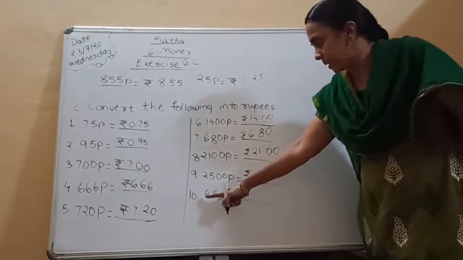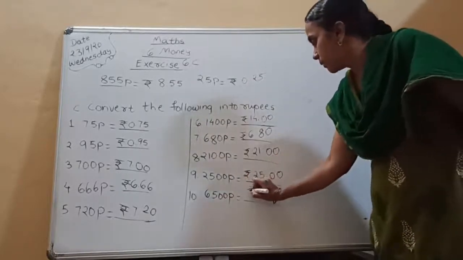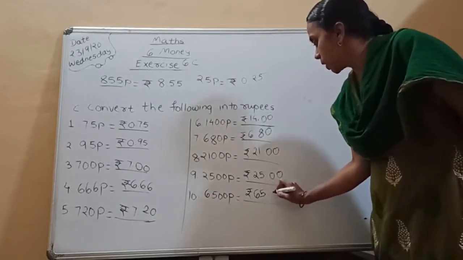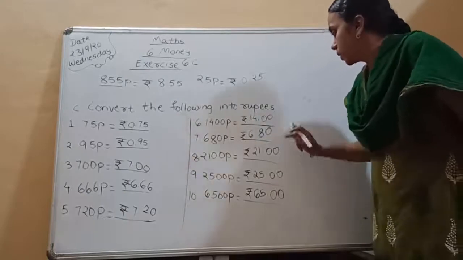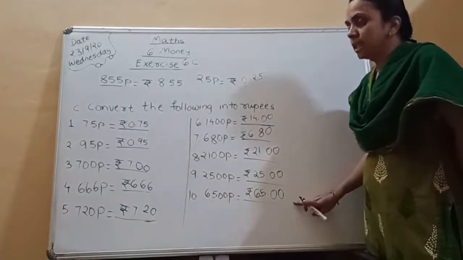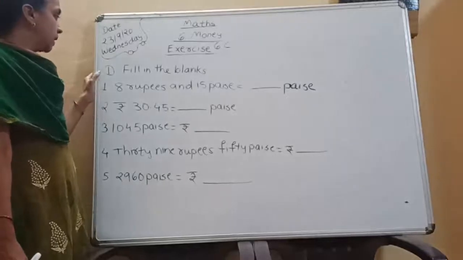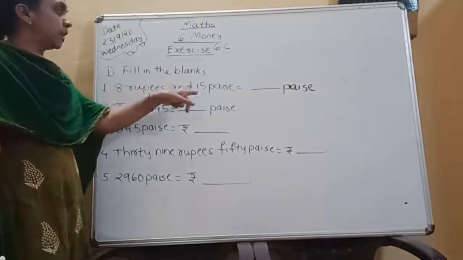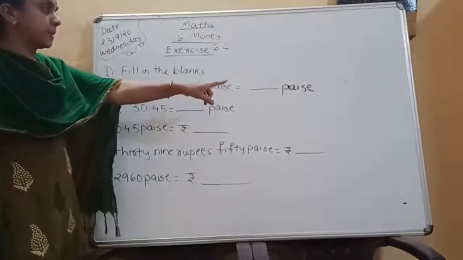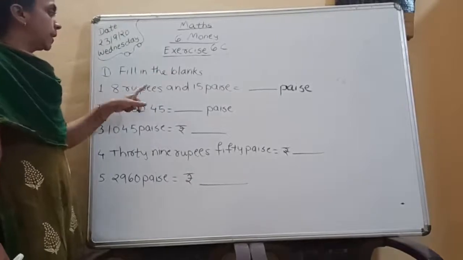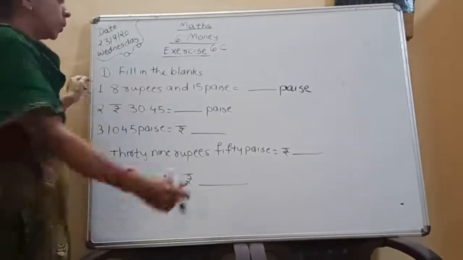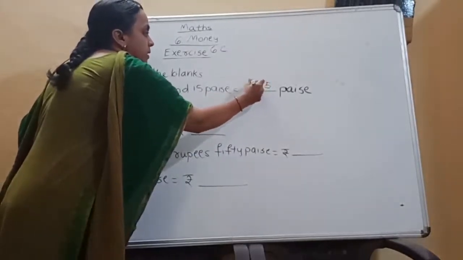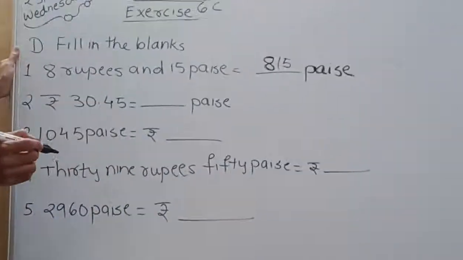Then 10th example, 6500 paise. Then first you write down rupees, then you write down 65, then give one dot, then write down 00. So in this way you have to write down in your textbook. Now see the question, fill in the blanks. First example is 8 rupees and 15 paise equal to dash paise. So what we have to do here, 8 rupees and 15 paise, we have to convert into paise. So we can write here 815. So you write down there 815 paise.